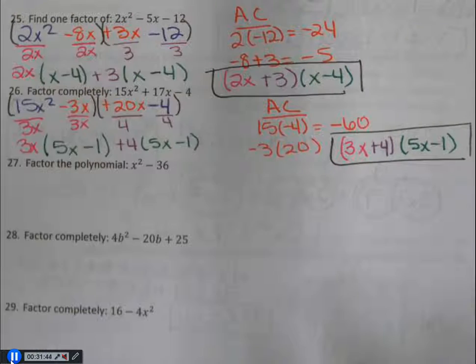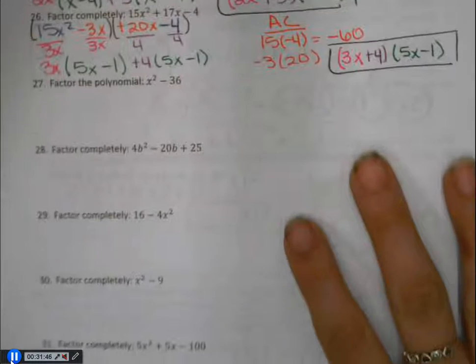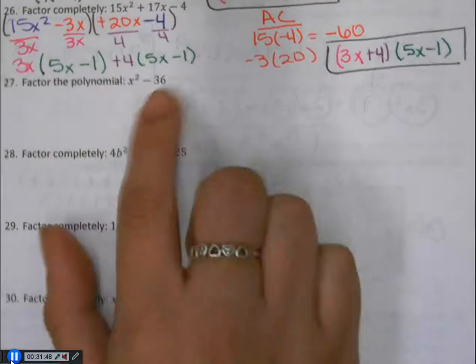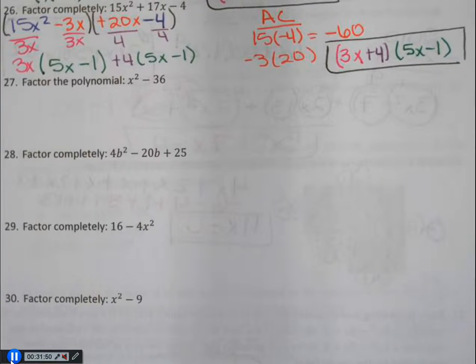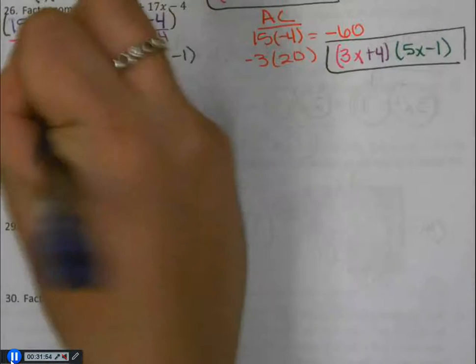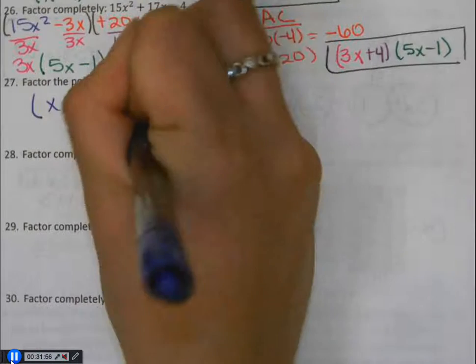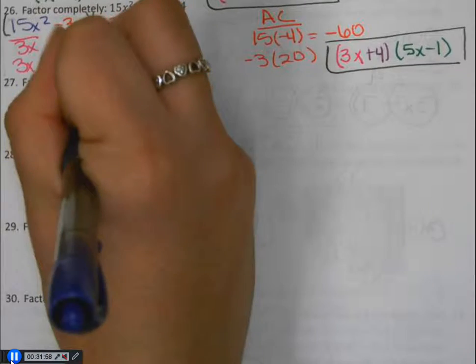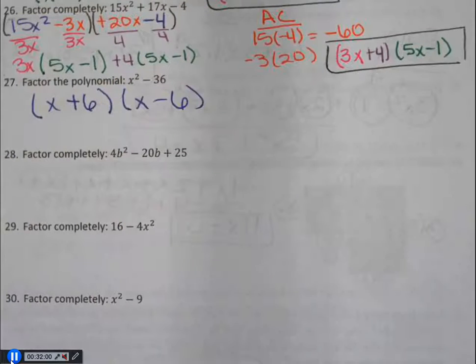Okay. Number 27, I want to factor. Notice I have no number in the middle, so I want to find the square root of 36. What number multiplies by itself to be 36? 6 times 6. Because I have no number in the middle, one's going to be positive and one's going to be negative. Questions on 27?